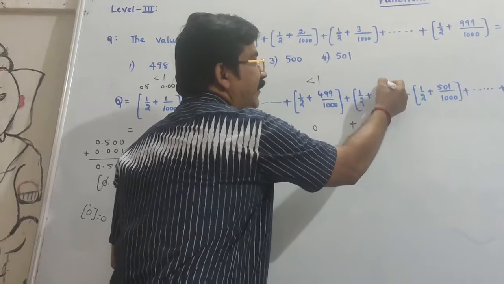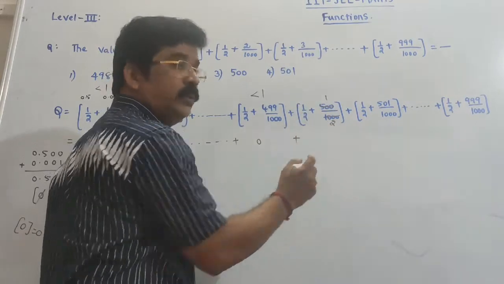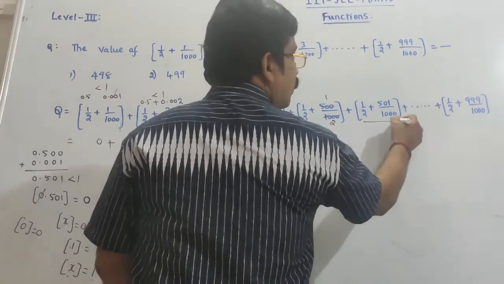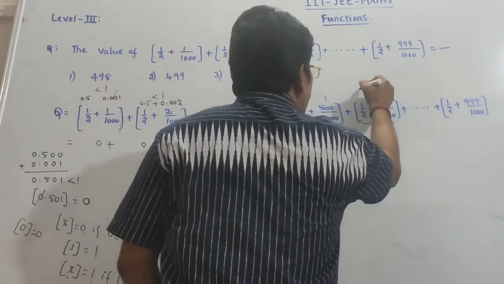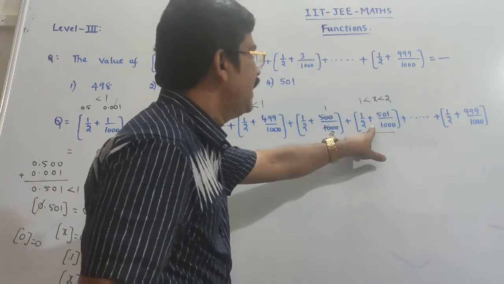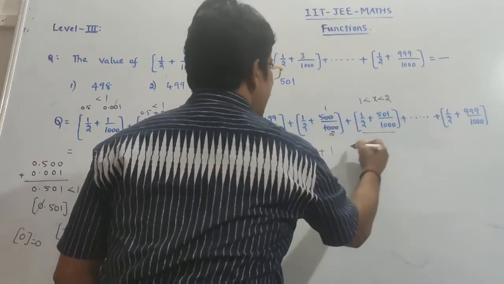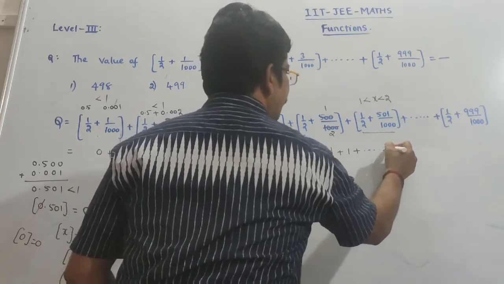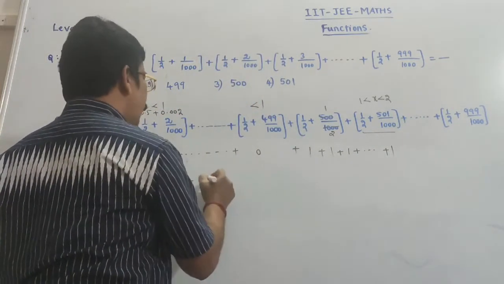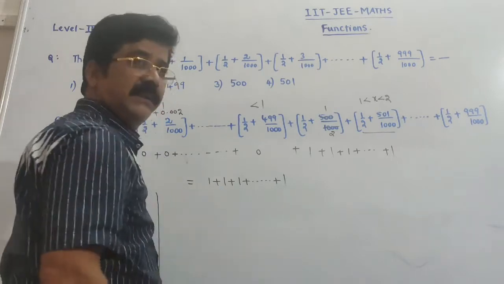You come here. 500 by 1000 means it is 1 by 2. So 1 by 2 plus 1 by 2 is 1. Box of 1 is 1, plus this value you can calculate at your home. This value lies between 1 and 2, so its value is greater than 1 and less than 2. Therefore its box value is 1. Similarly, the next box value is 1, and so on. The last box value is also 1. So that is equal to 1 plus 1 plus 1 plus and so on plus 1.